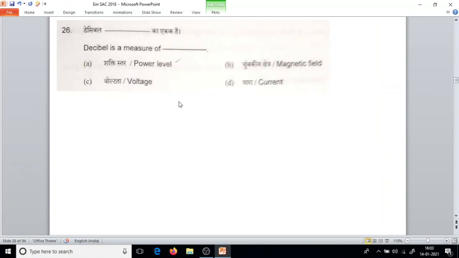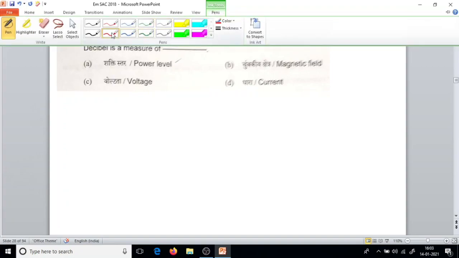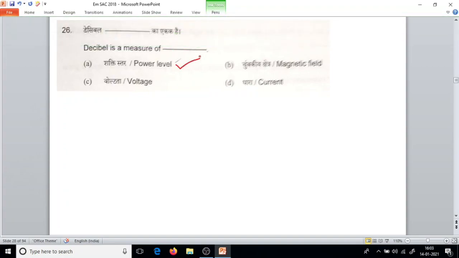Question number 26. Decibel is the measure of what? The answer is option A, power level. The gain Av in dB is given by 20 log 10 of P out by P in. So this is used to show the power level.